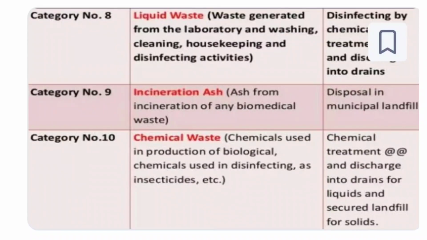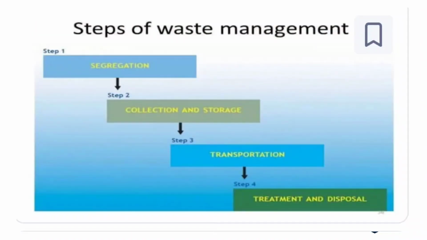Category number 10, chemical waste, chemicals used in production of biological chemicals used in disinfecting as insecticides, etc. So chemical treatment and discharge into drains for liquids and secured landfills for solids. So these are all the different types of waste and different modes of treatment we have seen. Next we will move on to steps of waste management.